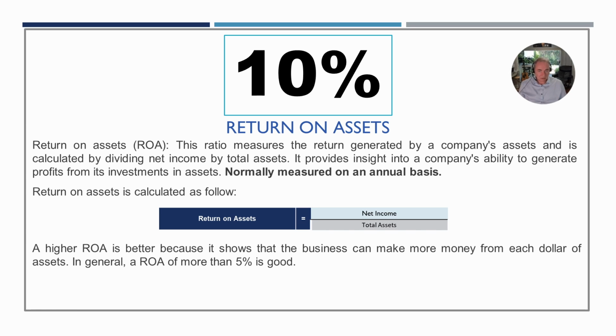So always, in nearly all of these ratios, the higher the number, the better. So if you have a high return on assets, it can be a calculation that people look at, particularly when they're looking to buy a business or you're looking to exit.